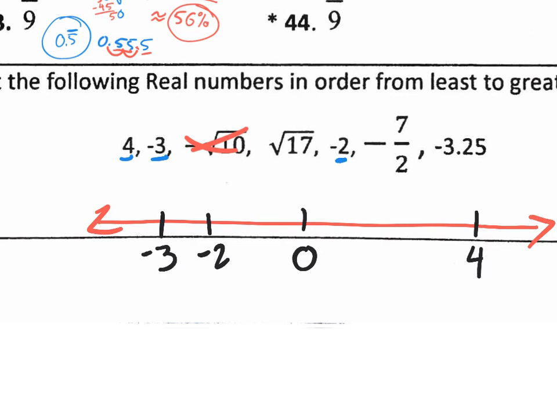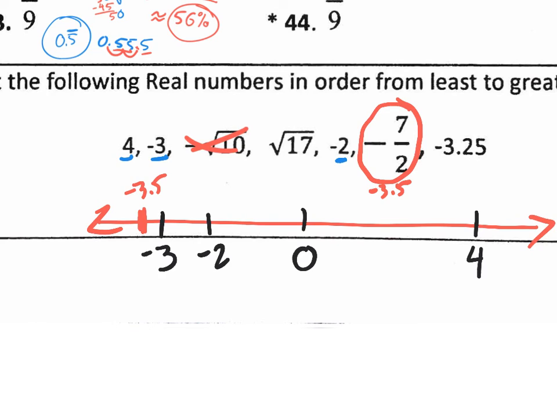What else could we do? How would we plot this guy? Turn it to a decimal, right? What's 7 divided by 2? What's half of $7? 3.50, right? So negative 7/2 really becomes negative 3.5 or negative 3.50. So that would be somewhere right here, right? Negative 3.50, to the left of negative 3.